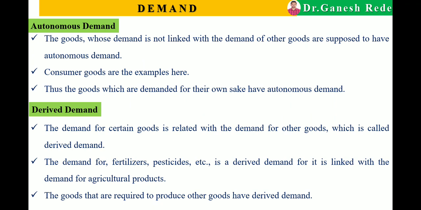So the demand for seed is related to the demand for fertilizer, insecticide, pesticide, that is, various agricultural inputs. That is a derived demand. The goods that are required to produce other goods, those goods which are used to produce another good, have the derived demand. So this is all about the types or kinds of demand.